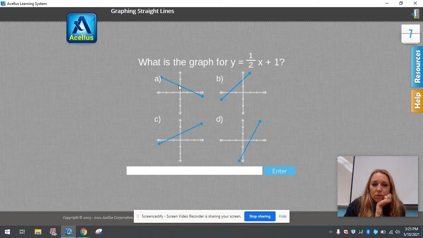So now that we've gotten ourselves down to 2 options, we're going to make sure we have the right one that has the rise of 1 over 2. So if I start at the y-intercept, start at 1, go up 1 over 2. Do I hit my line? Yes, I do. So C is the graph that matches this y equals 1/2 x plus 1.